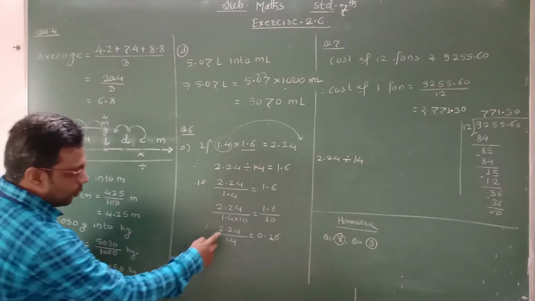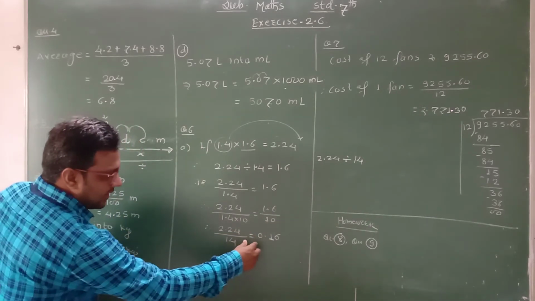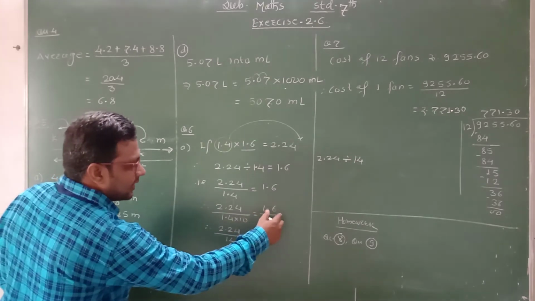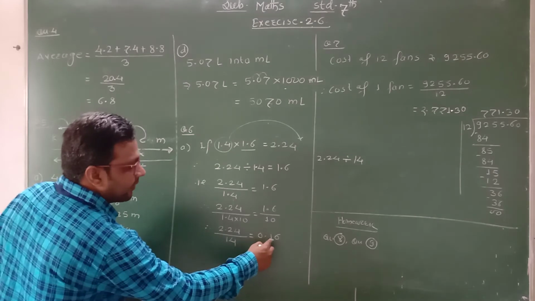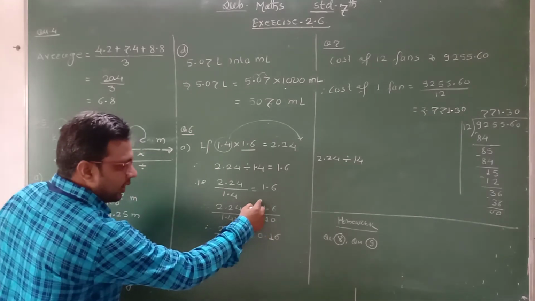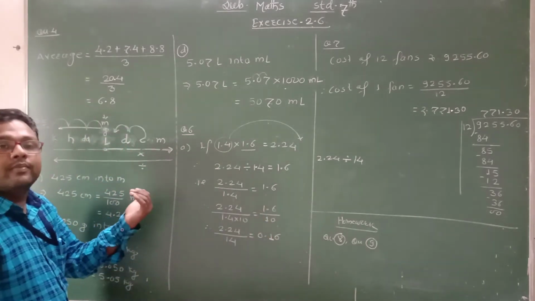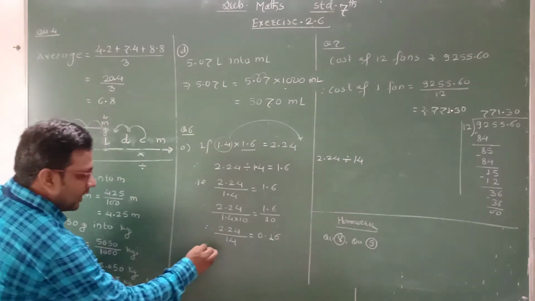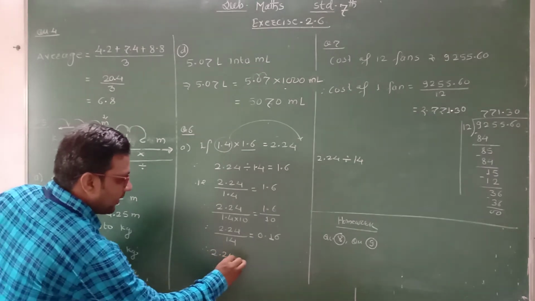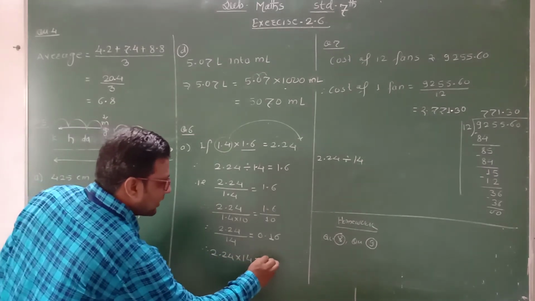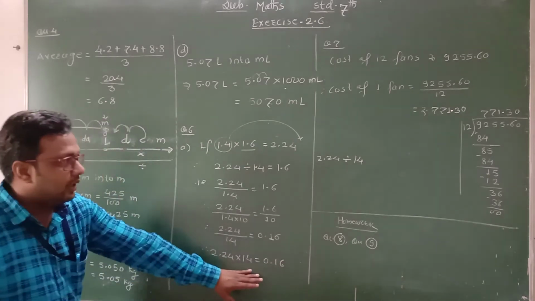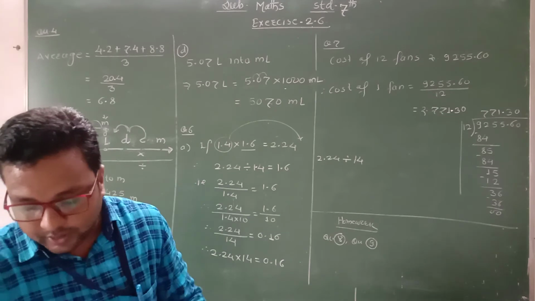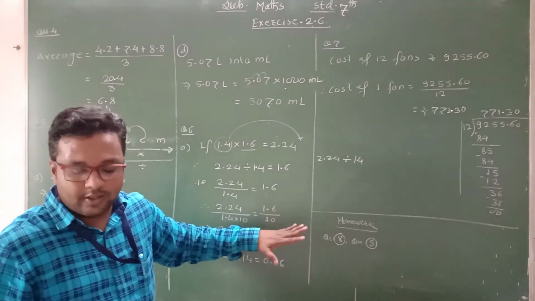Okay. Then 2.24 divided by 1.4 into 10, that is 14, is equal to 1.6 divided by 10. Here we get 0.16. Okay, shift the decimal point to the left-hand side while doing division, and to the right-hand side for multiplication. Therefore 2.24 divided by 14, here we get the answer 0.16. This is the required answer. In this way you have to complete example B from question number 6, the same way.